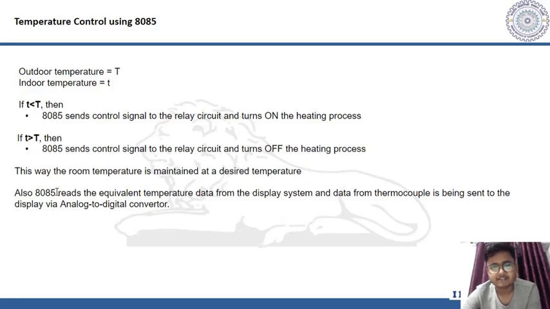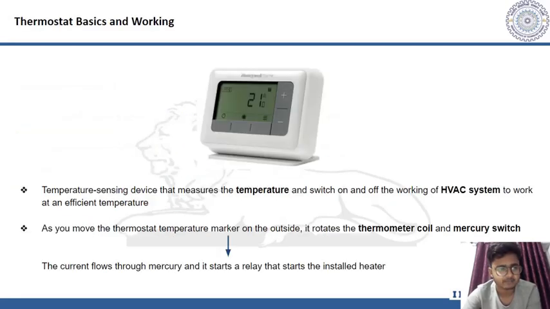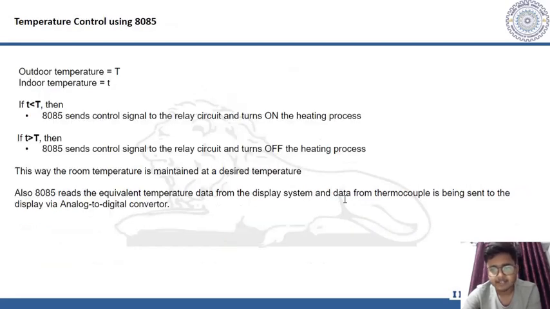Also the 8085 reads the equivalent temperature data from the display system shown here in the figure, and the data from the thermocouple is sent to the display via an analog to digital converter, which converts the current signals to a voltage to display basically.